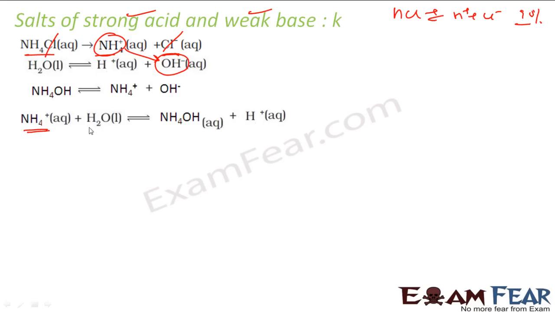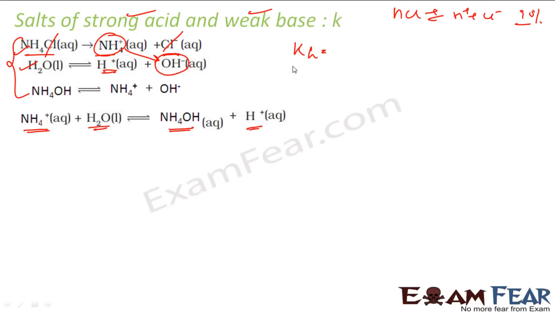So what you get is NH4 plus water. I'm combining all these equations, which gives NH4OH, because when you combine these two, you get NH4OH and H plus here, right? And this is happening on the product side. So on the product side, we have NH4OH and H plus. This is my final reaction.